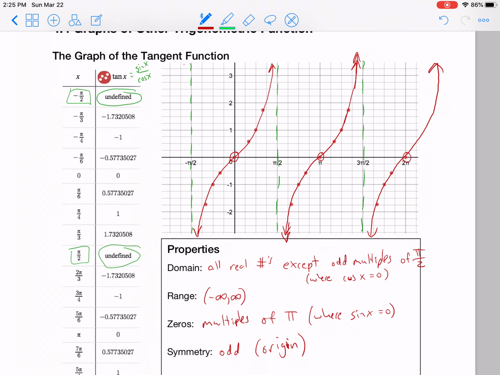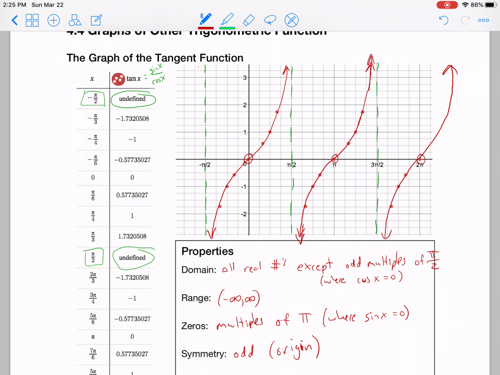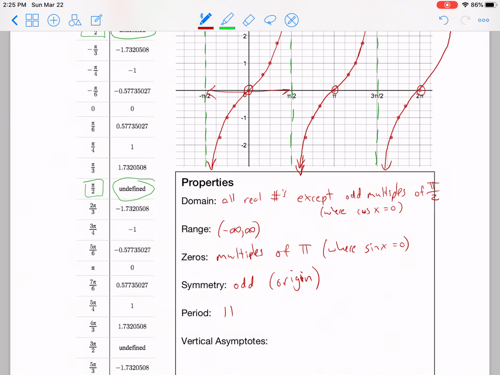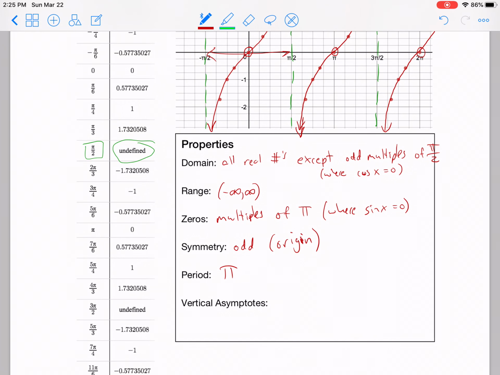The period for this, how long does it take to repeat? So far, sine and cosine took 2 pi to repeat, but you notice this is repeating from here to here, and that's just from negative pi over 2 to pi over 2. That's a period of pi now. So it repeats every pi instead of every 2 pi like sine and cosine. And we have vertical asymptotes. That's at all the places we have to cut out of our domain, and they occur at n pi over 2, where n is 1, 3, 5, 7, 9, and so on and so forth.